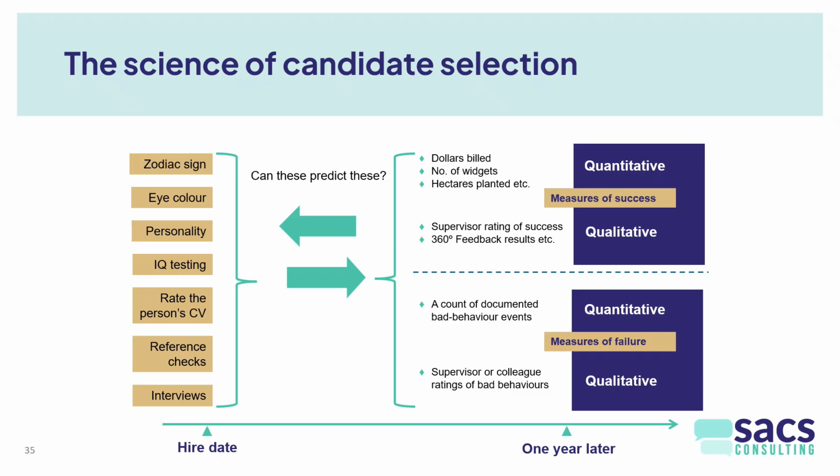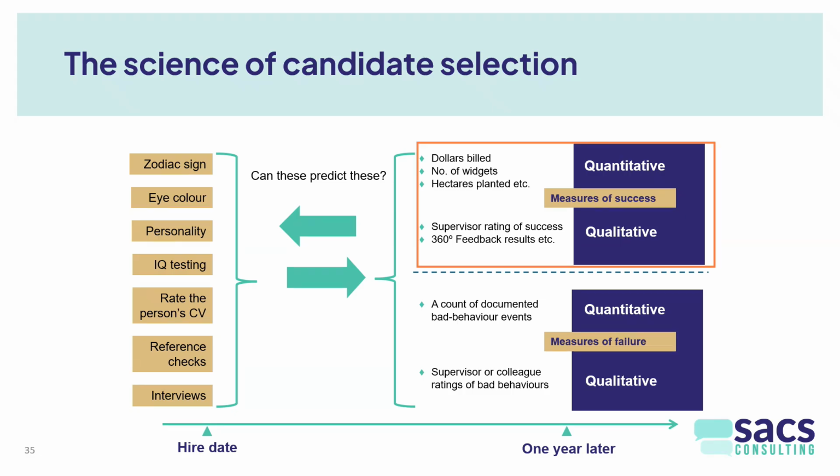Typically, the methodology is that people have been assessed on a range of different things before they're hired, and then down the track, let's say 1 year later, you assess whether they've been successful or not in their job. And what you do is you run a mathematical process called a correlation to see whether the things on the left are able to predict the things on the right.